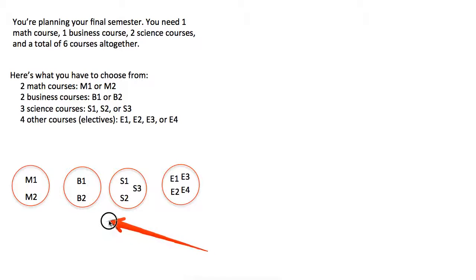So let's visualize the situation like this. We've got 1 batch of courses consisting of the 2 math courses. We've got another batch of business courses. We've got a batch of science courses. And then we have the electives that we can use if we need to.